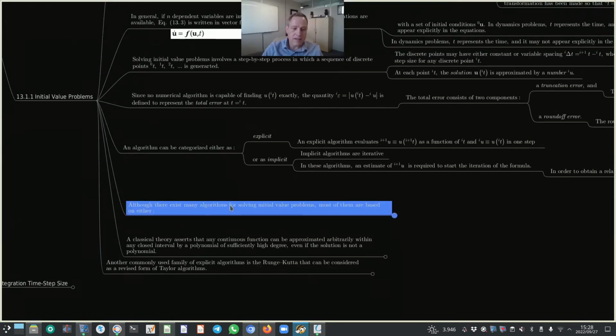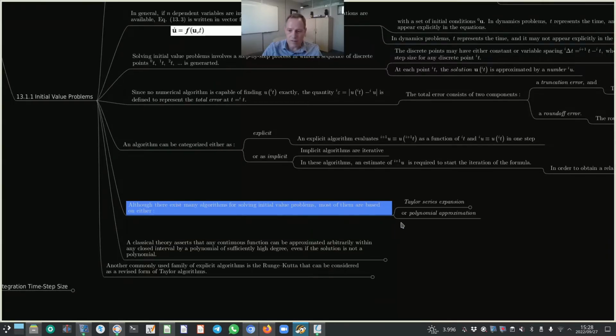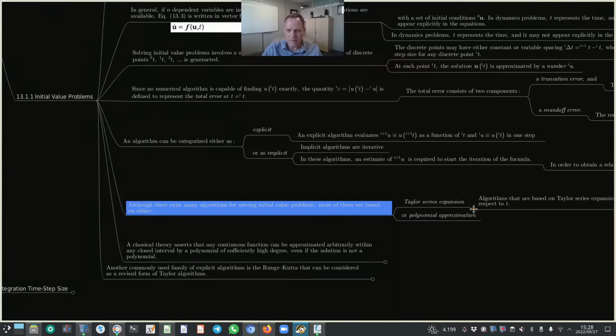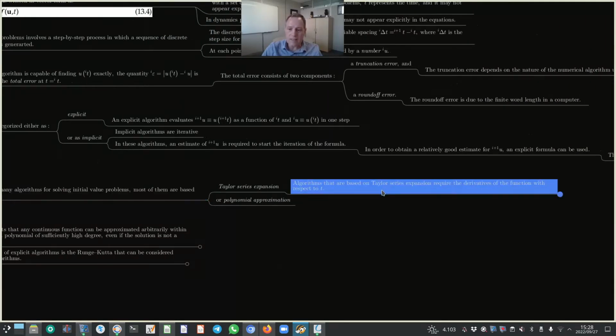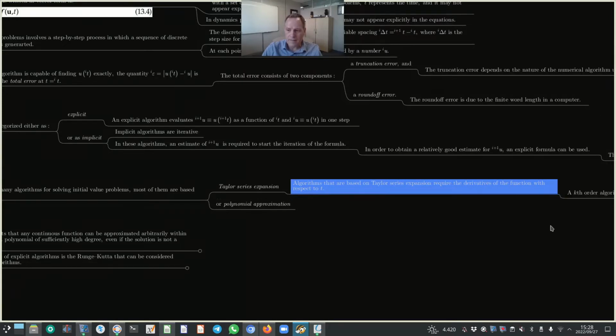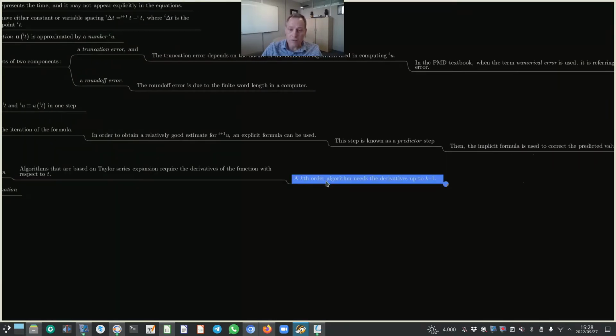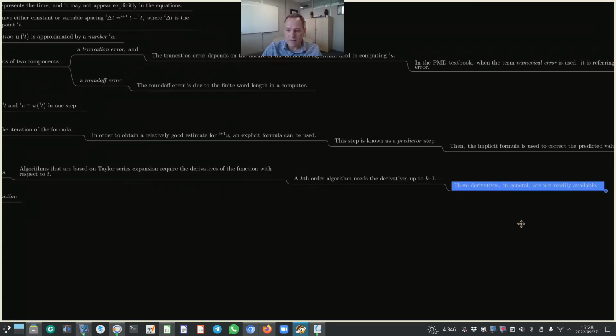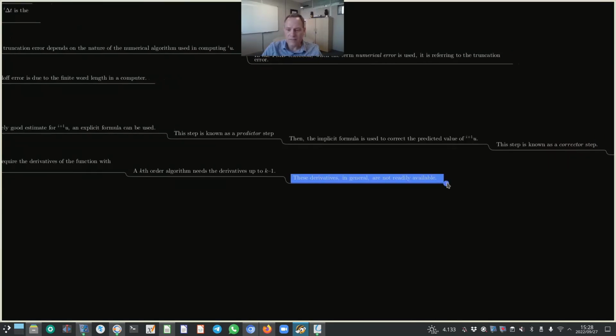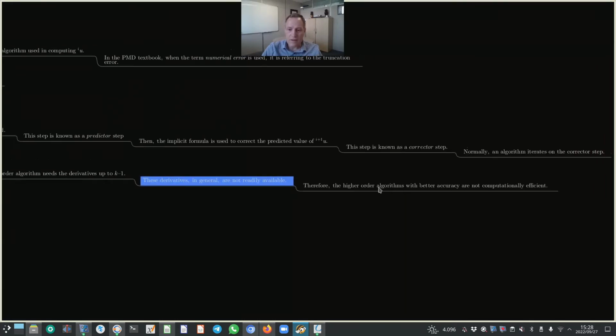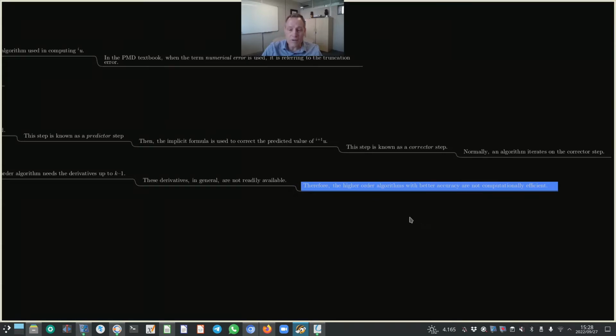Although there exist many algorithms for solving initial value problems, most of them are based either on Taylor series expansion or polynomial approximation. Algorithms that are based on Taylor series expansion require the derivatives of functions with respect to t. A k-order algorithm needs the derivatives up to k minus 1, and these derivatives in general are not readily available. Therefore, the higher order algorithms with better accuracy are not computationally efficient.